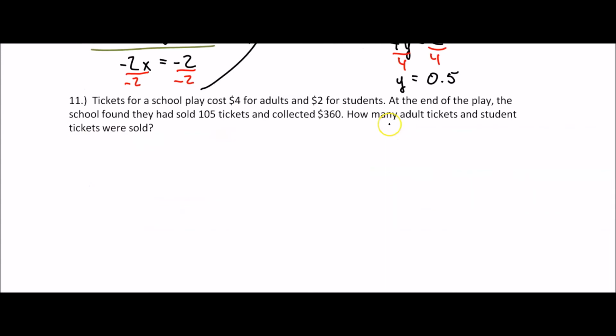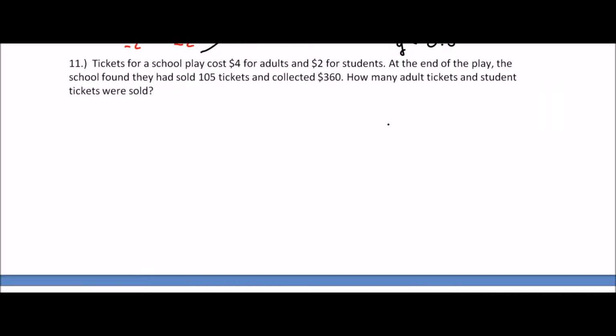If I look at the next one, it says tickets for a school play cost $4 for adults and $2 for students. At the end of the play, the school found they had sold 105 tickets and collected $360. How many tickets of each were sold? And so again, I'm just going to use some generic variables here and say adults is X and students is Y.